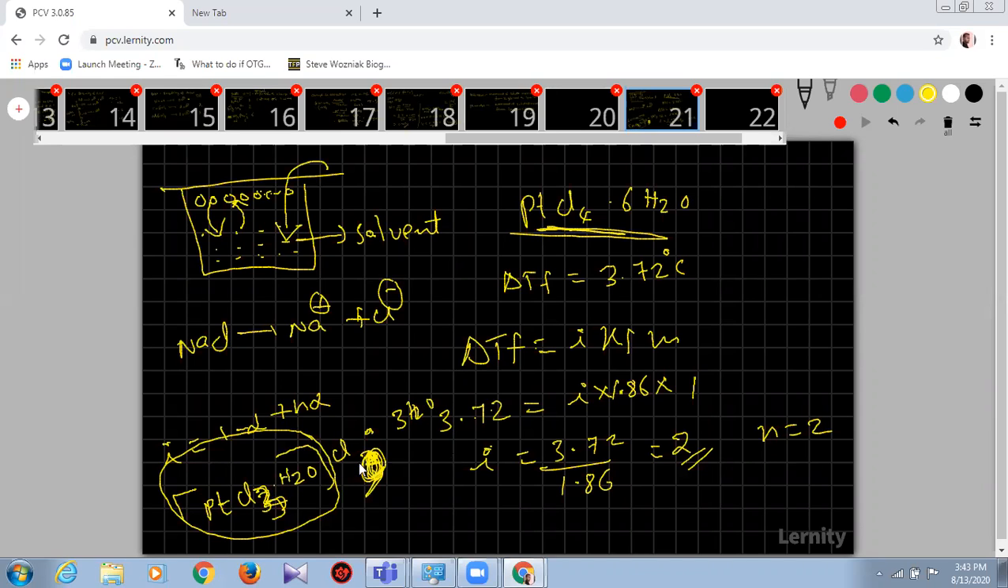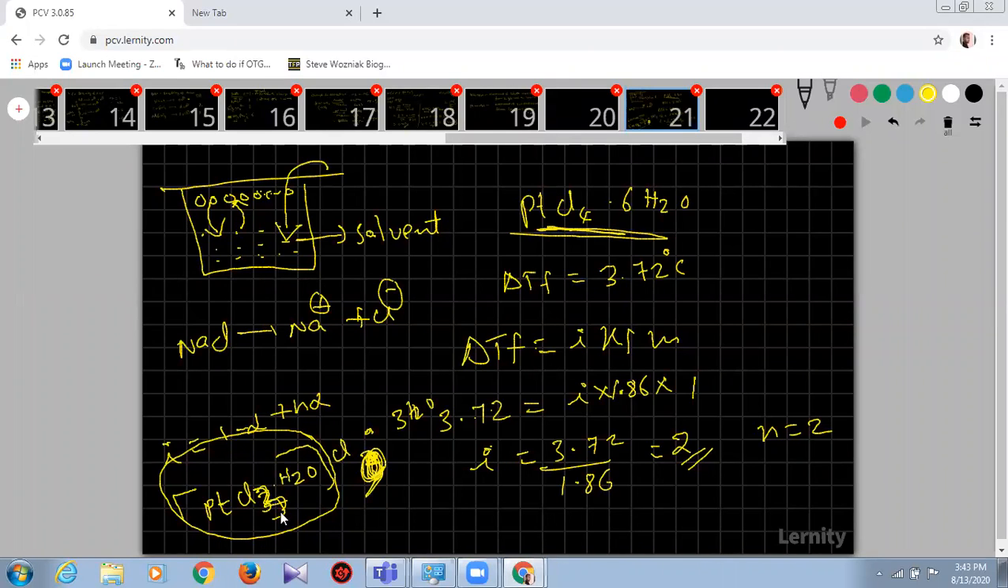Suppose here there are 3 chlorines and 1 chlorine, and instead I put 2 chlorines and 2 chlorines. Then what is the i value? Here 1 complex ion, and 2 chloride ions outside. Then the total is 3, so the i value will be 3.